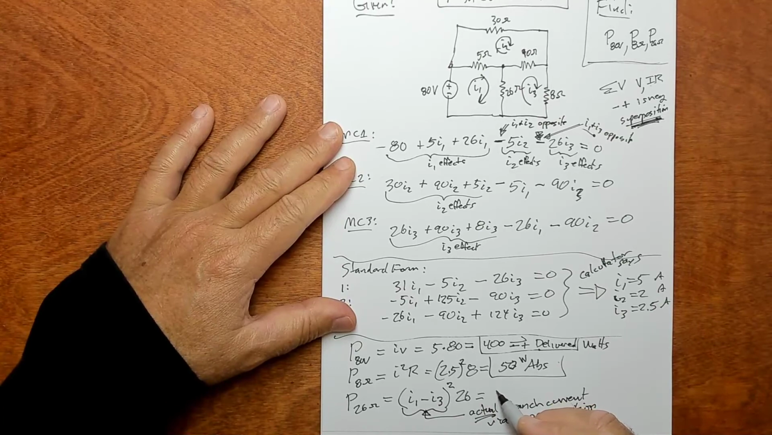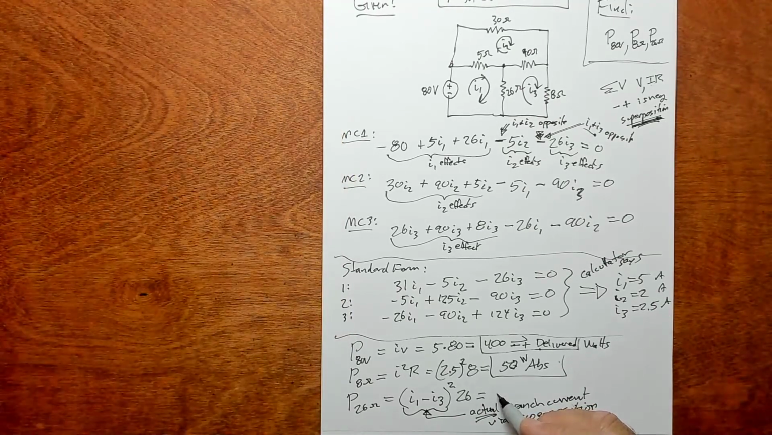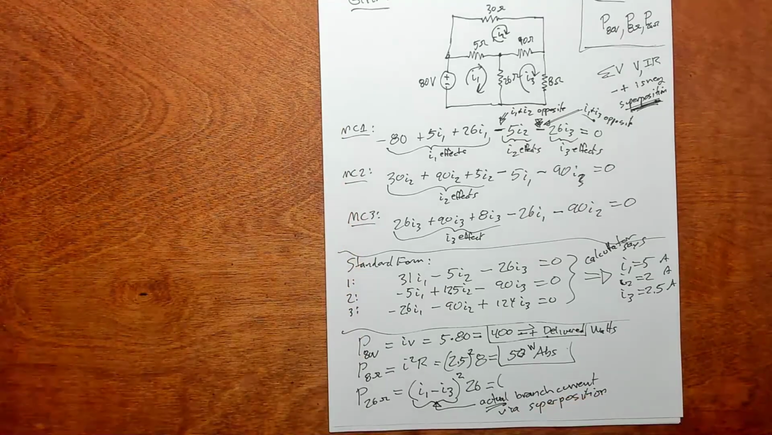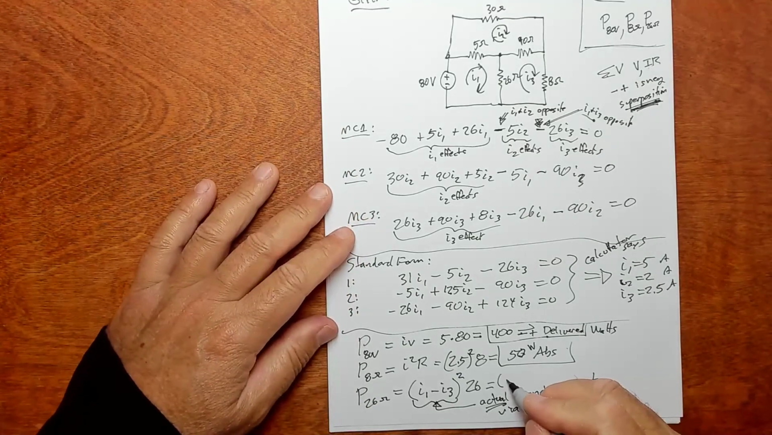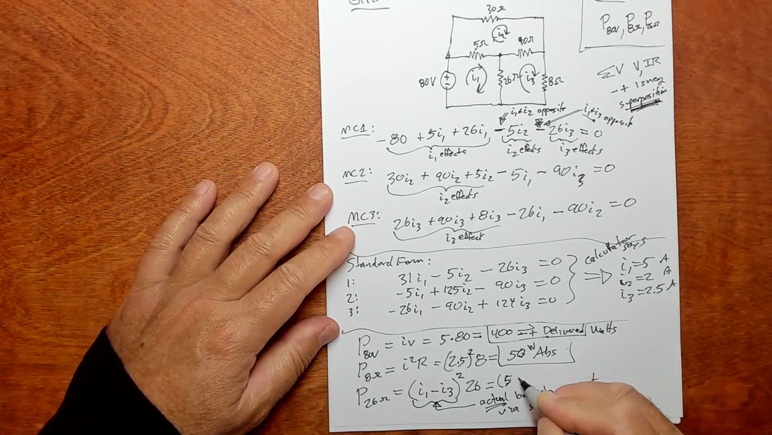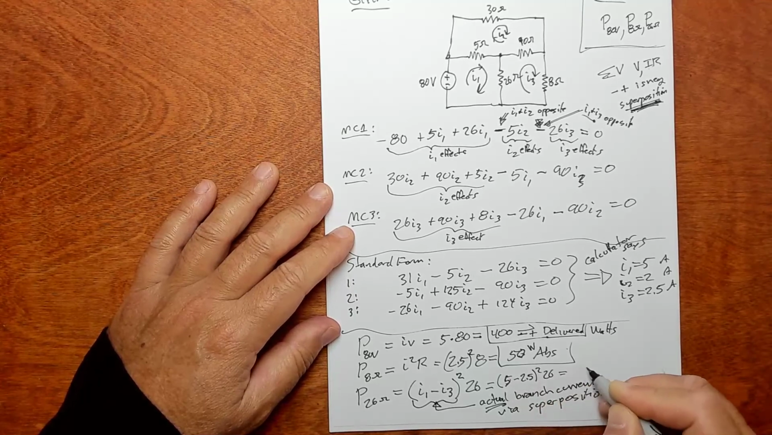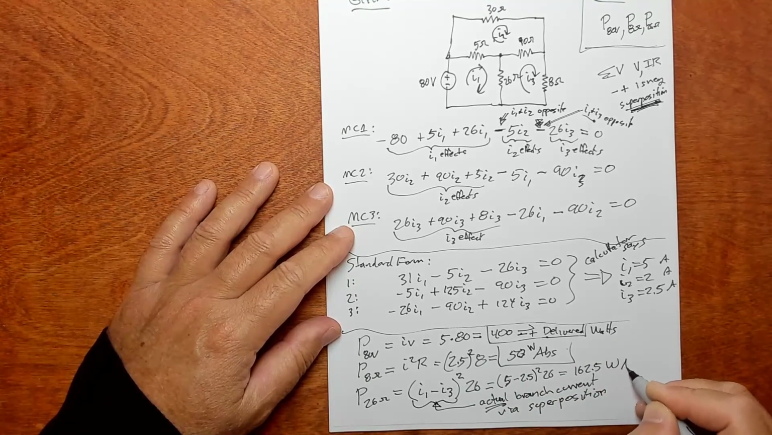So this ends up being, gee, I don't have the answer written down. Well, it's going to be I1 was 5 and I3 was 2.5, quantity squared times 26. It ends up being 162.5 watts absorbed.